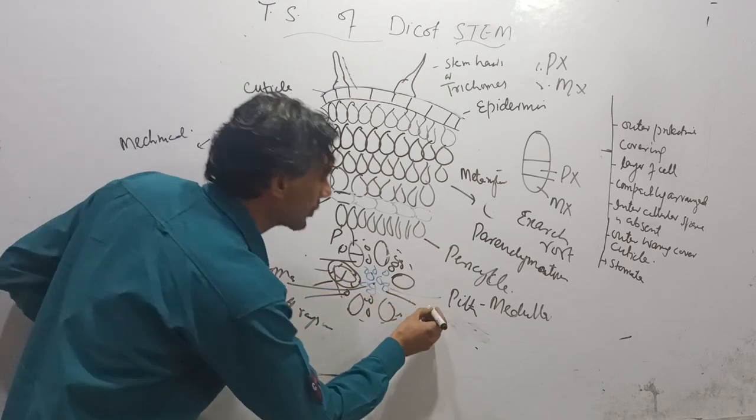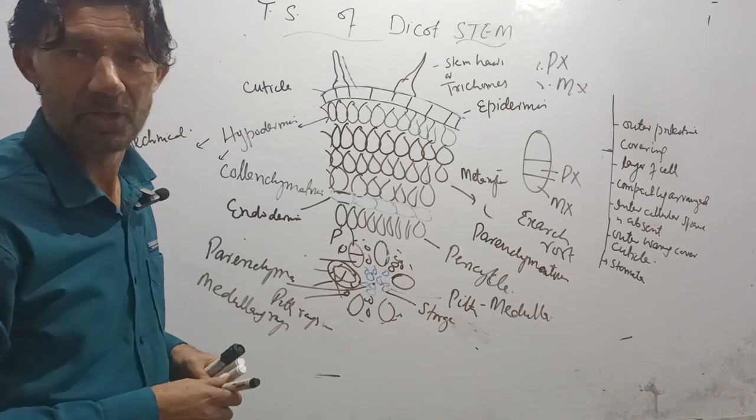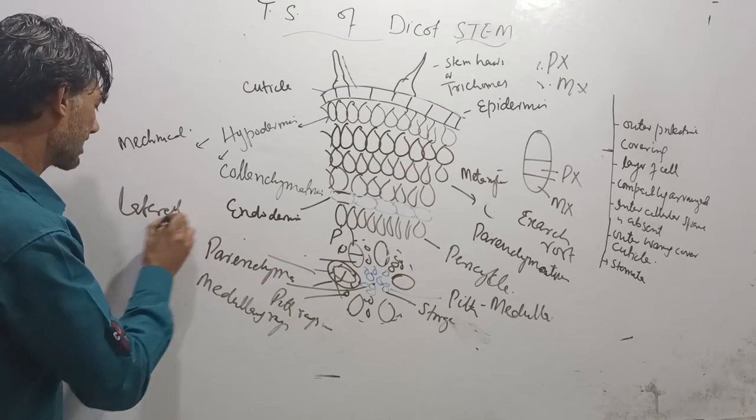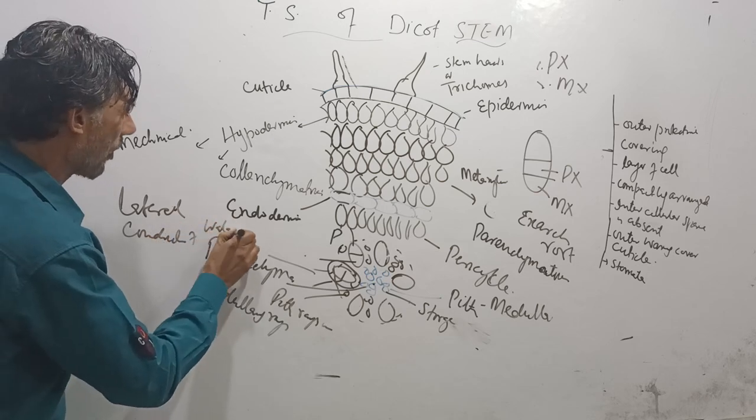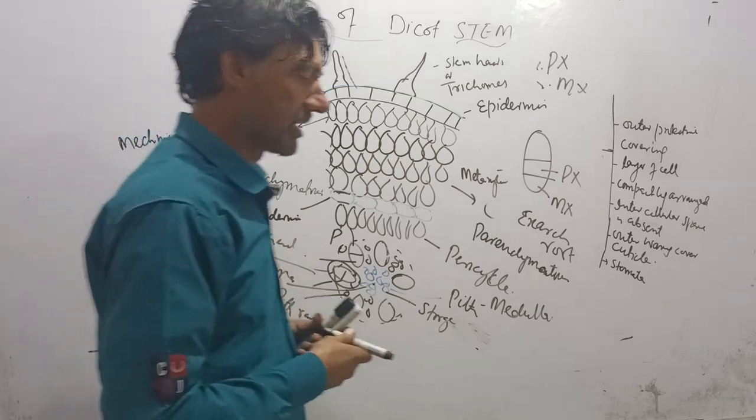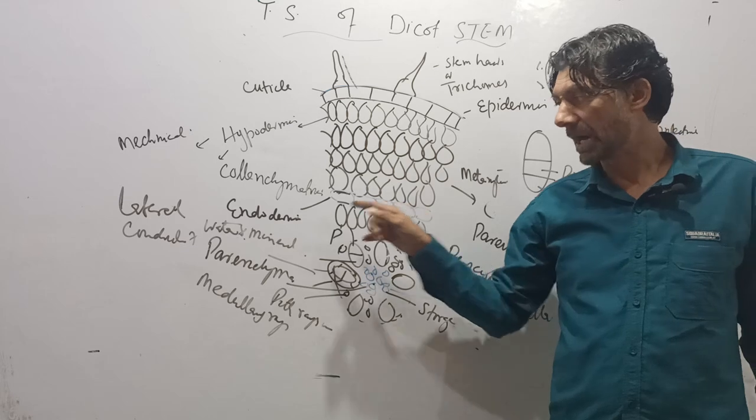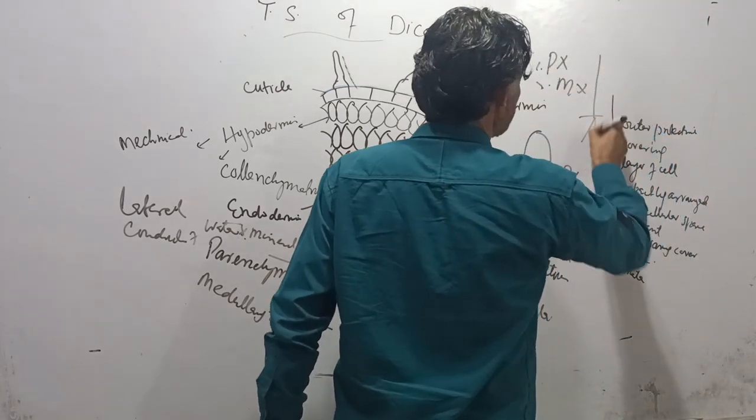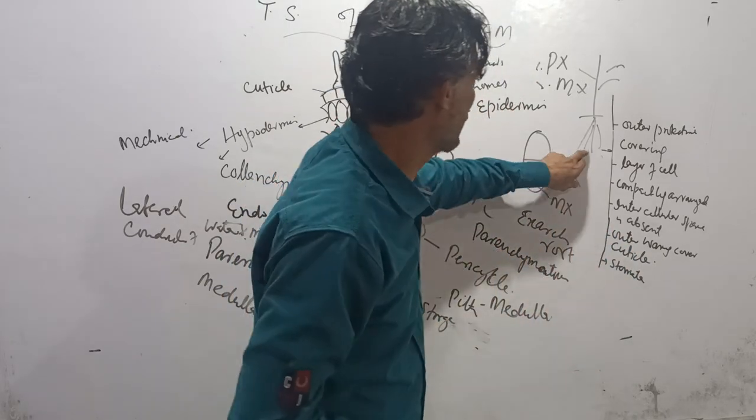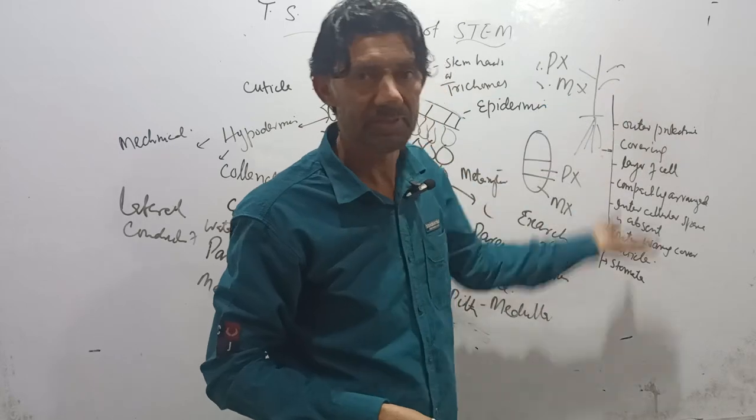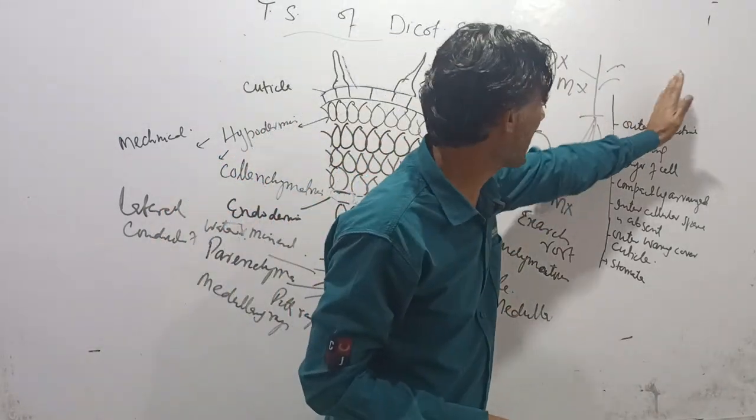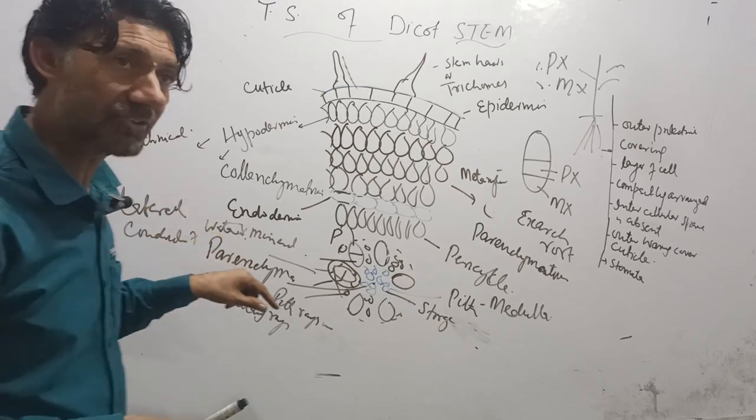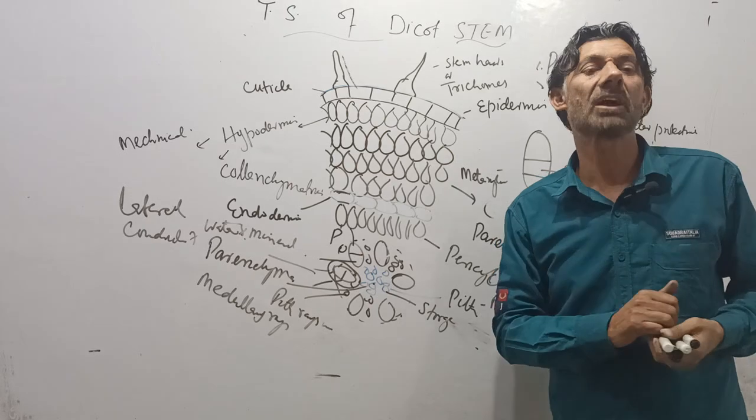And its function? Pith is used for storage purposes. Pith rays, or medullary rays, help in lateral conduction of water and minerals. Suppose water is absorbed through the root and moves up to the leaf; that is called ascent of sap. Movement to the left or right side is lateral conduction, which the medullary rays help with.